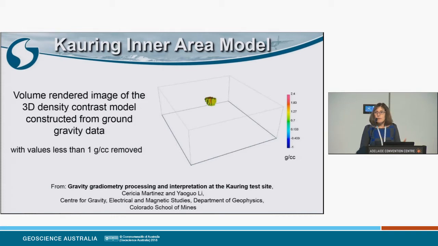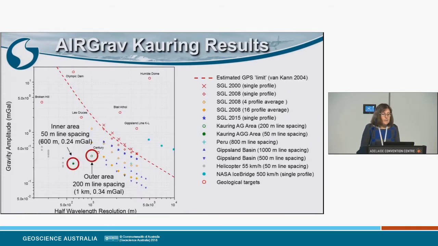This is one version of what we were measuring. This is from Martinez and Lee, showing the values greater than 1 gram per cc of what you're measuring. Again, a very small volume close to the surface, usually considered an AGG target, but as shown in the previous slide, was able to be well imaged with the airborne gravity data.